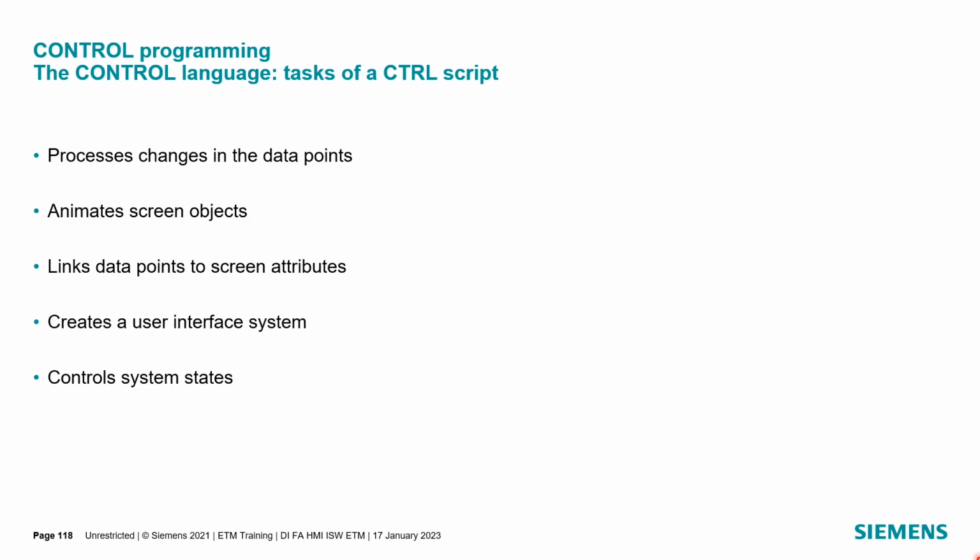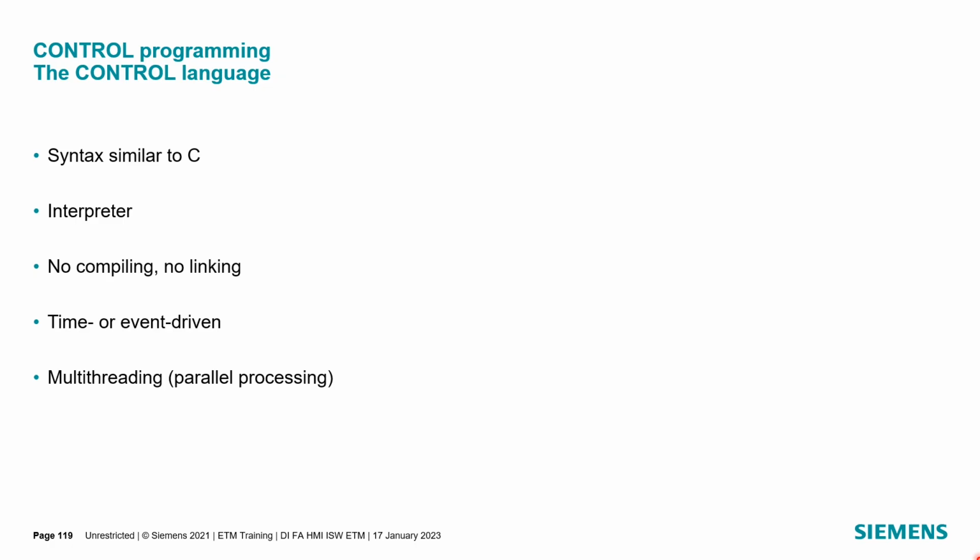We will always link data points to screen attributes with a so-called DP Connect, which is more or less a subscription from a graphical object to a data point element, and it acts on changes of the data point element. Then a callback function or a class object can be executed to act on data point element changes. We use control for generating the user interface system and to control all the states, right?